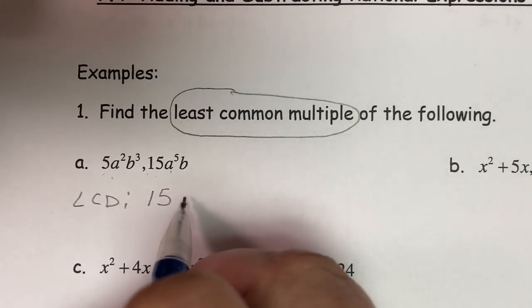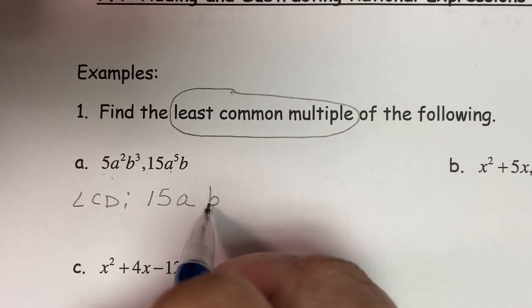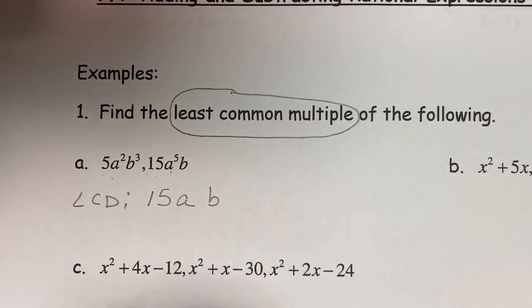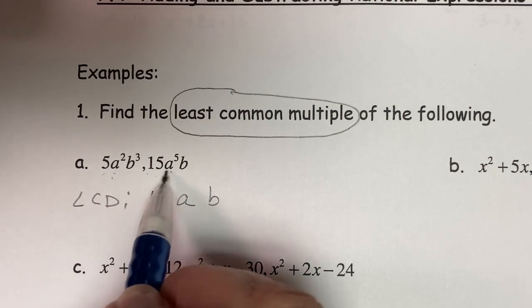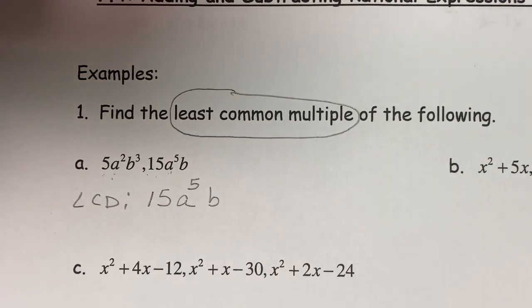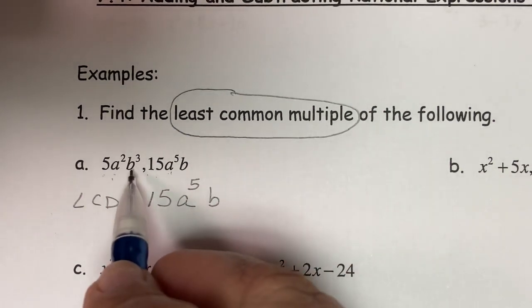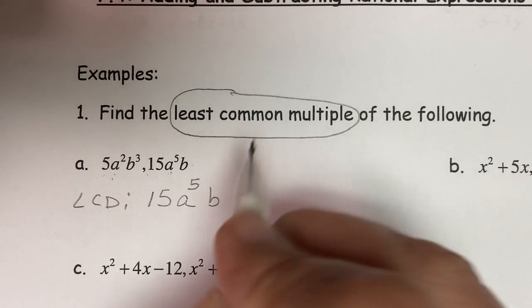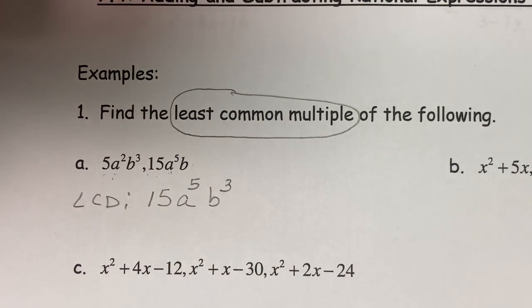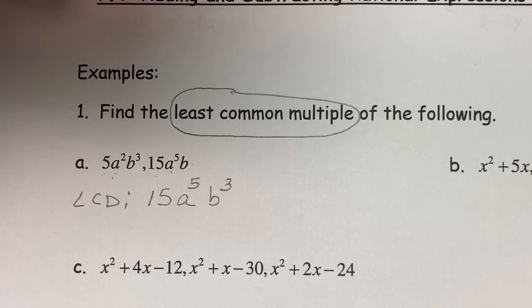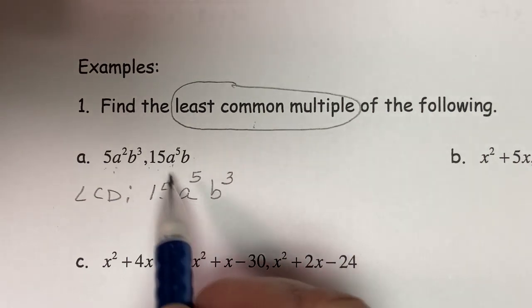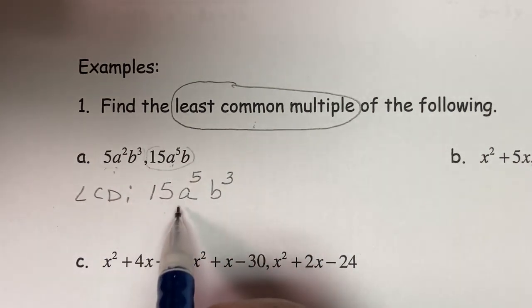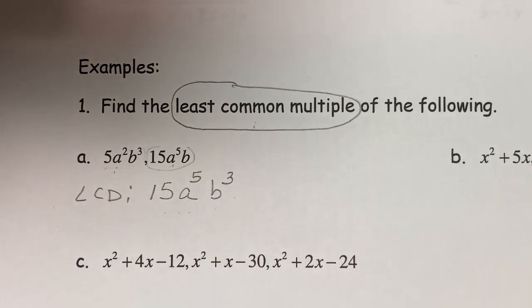Now let's take the variables. Well, I need an A and I need a B. And remember from 7.3, you need the highest exponent that appears on them. So if I look at my A, here I have an A squared, here I have an A to the 5th. I need the highest exponent. And if I look at my B, here I have a B cubed, and here I have a B to the 1st, which means I need the exponent to be a 3 because you take the highest number. So my lowest common denominator, which again is the same thing as my least common multiple for these two expressions, would be 15 A to the 5th B cubed.